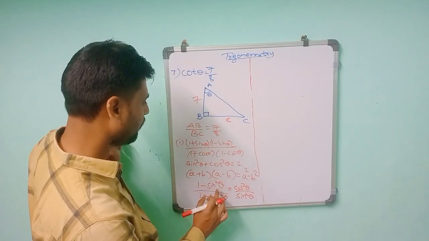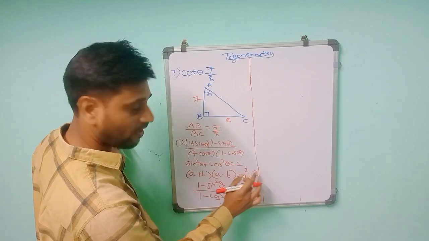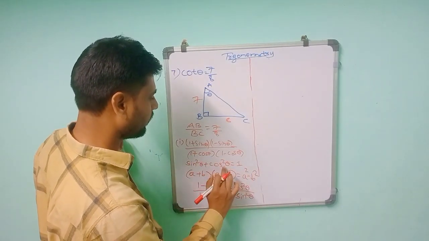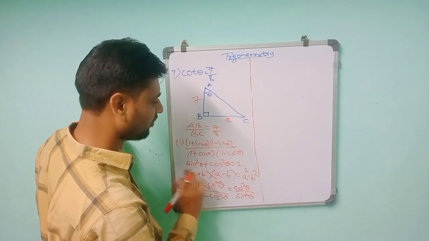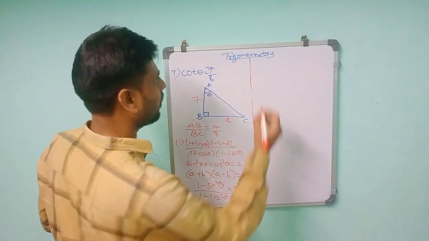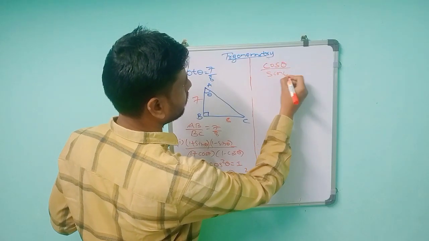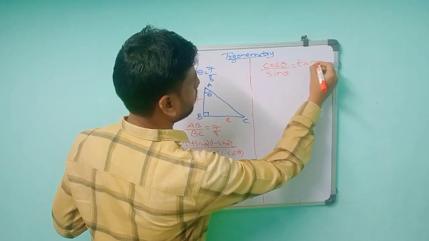Why cos square means it is 1 minus sin square. So if you take sin square this side, it will be 1 minus sin square is equal to cos square theta. So like that, 1 minus cos square theta, here it will remain sin square theta. So cos by sin is, as I told in the first class, tan. So it will come tan theta.